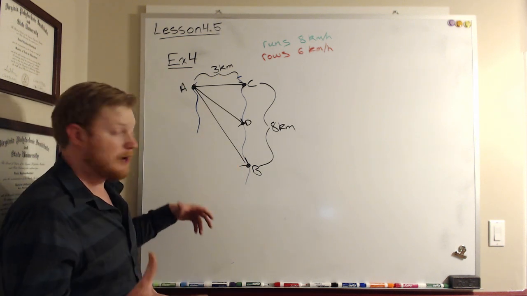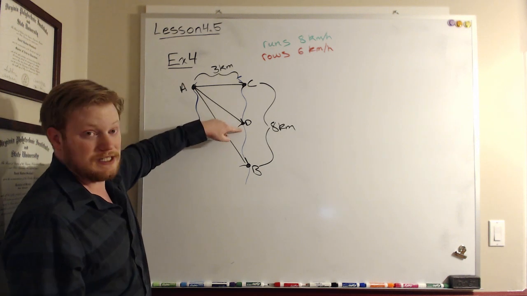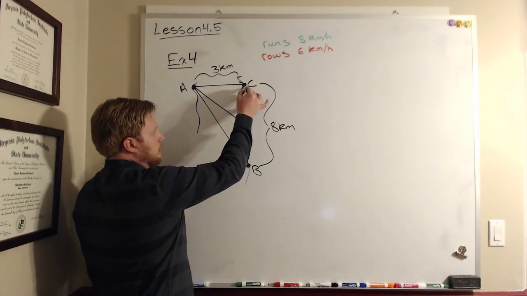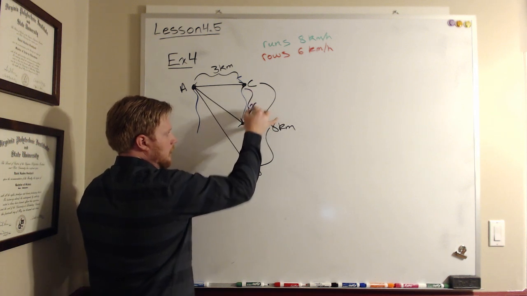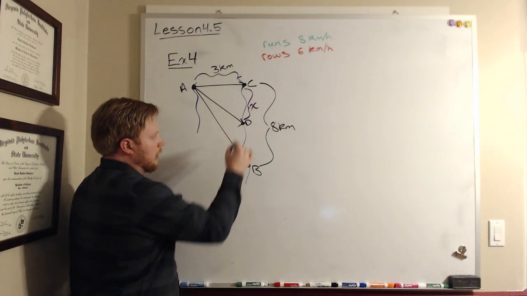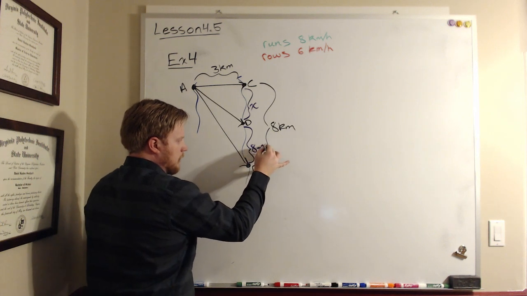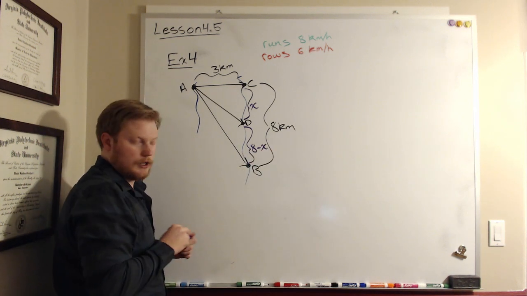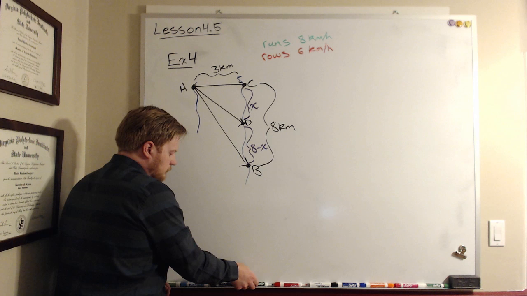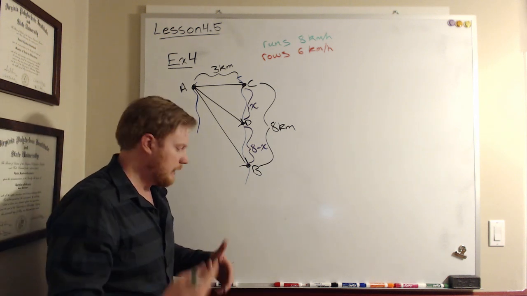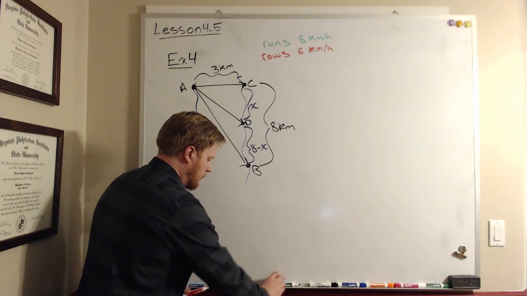If he does some combination, then that point D has some distance from C. Let's call it x, which makes D to B 8 minus x. So we have to calculate the time he's running and the time he's rowing. Let's do rowing first.